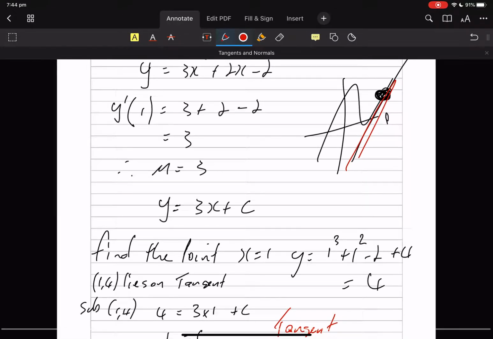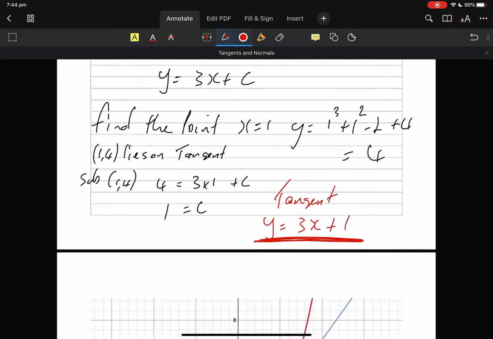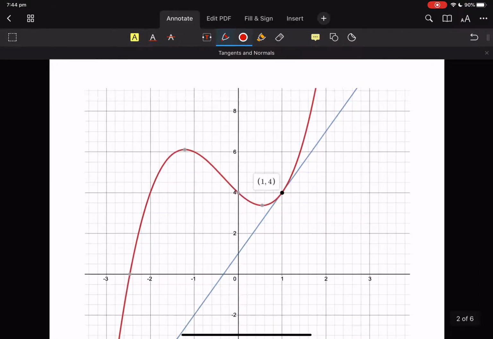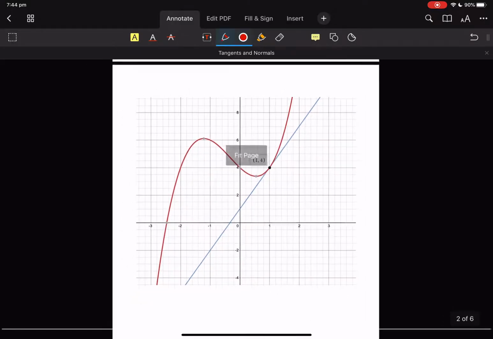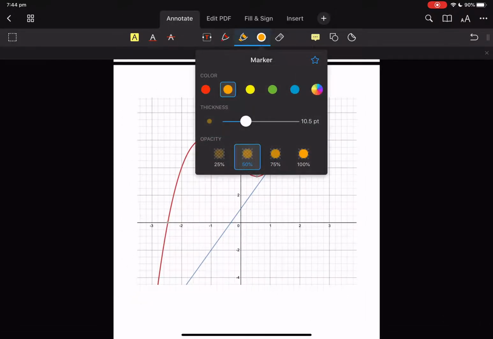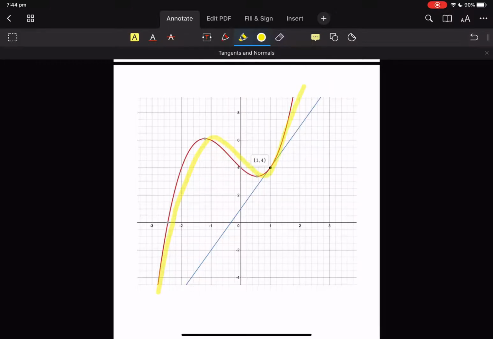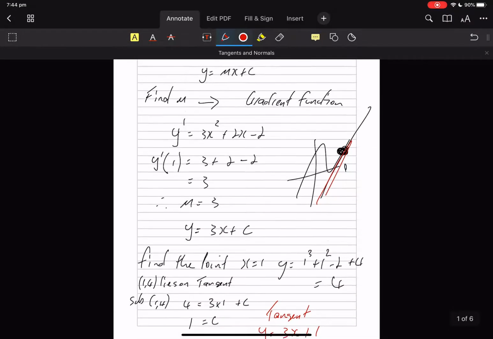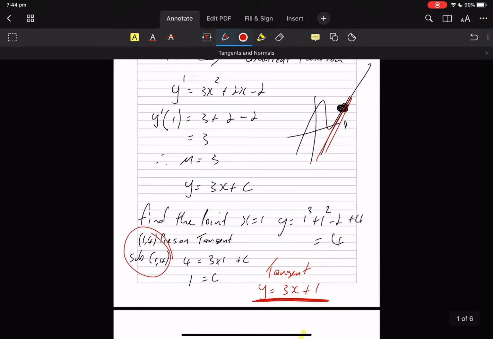It's time to get your calculators out, or Desmos. And there it is. So that's our cubic, and there is our tangent. And you can see how it's a tangent at the point 1, 4, which is this 1, 4 that we found.